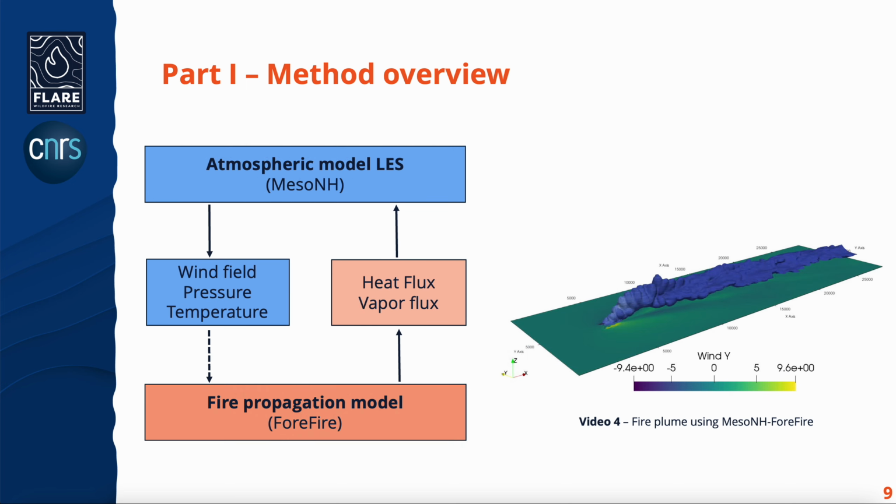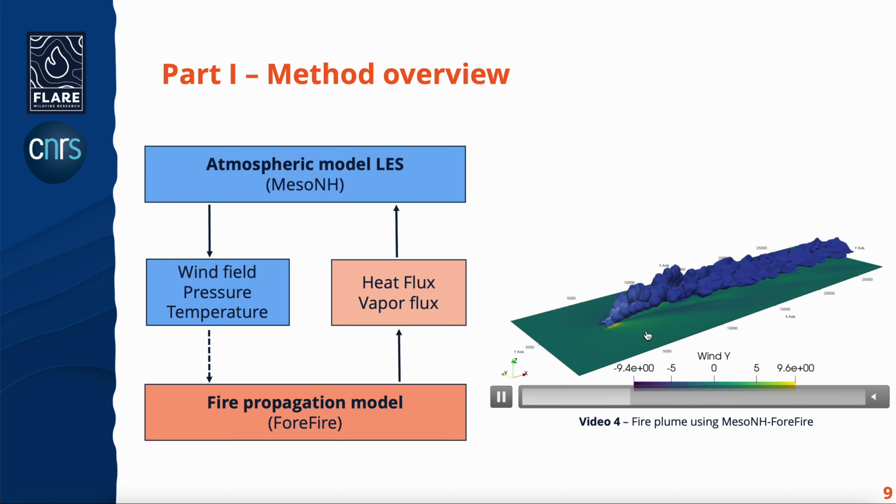So the method, how it works, is that we have ForeFire, which is the fire propagation model. It is going to provide heat flux and vapor flux to Meso-NH. And as a response to this perturbation, the atmospheric model is going to, of course, calculate the corresponding wind field, pressure field, and temperature field. And so on the right here, you see an animation of what an actual fire plume looks like simulated with Meso-NH ForeFire. And so this is the 3D field that we're going to use to then propagate and calculate the firebrand trajectories.